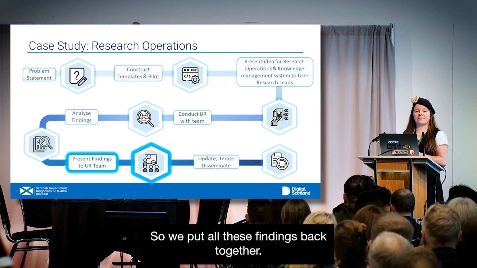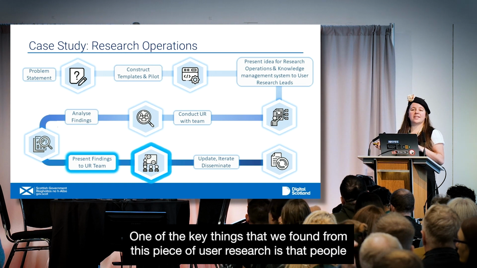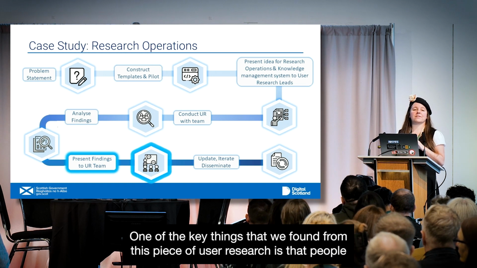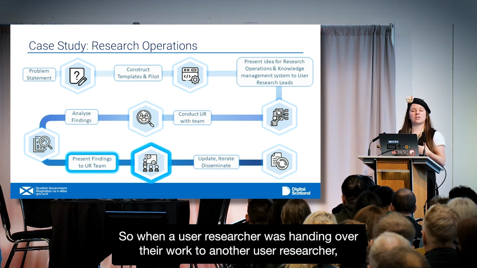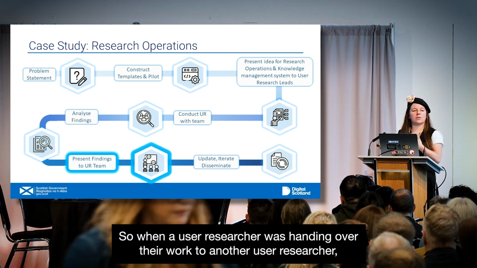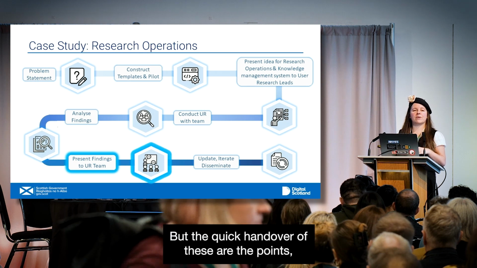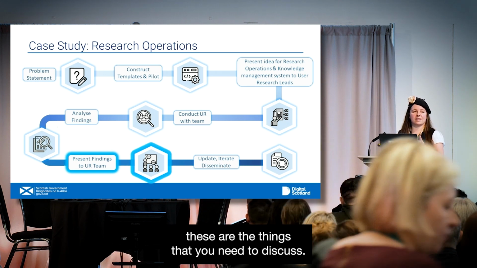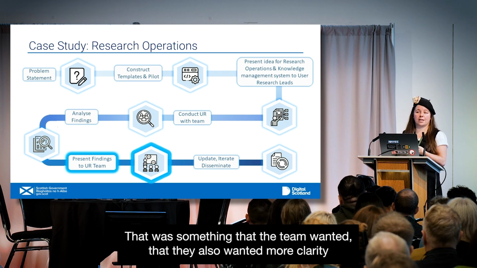So we put all these findings back together, and we played it back to the user research team. One of the key things that we found from this piece of user research is that people really wanted to know and have a template for handover documents. So when a user researcher was handing over their work to another user researcher, we'd managed to cover everything at the detail level, but at the quick handover level of these are the points, these are the things that you need to discuss, these are the points to be taken forward, that was something that the team wanted there.